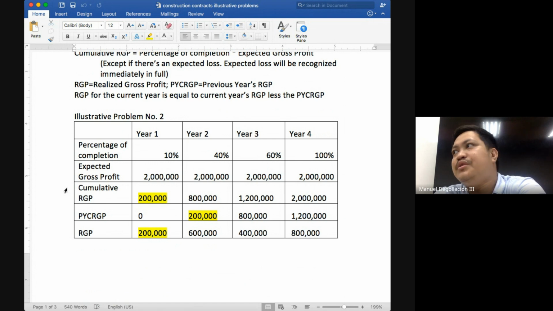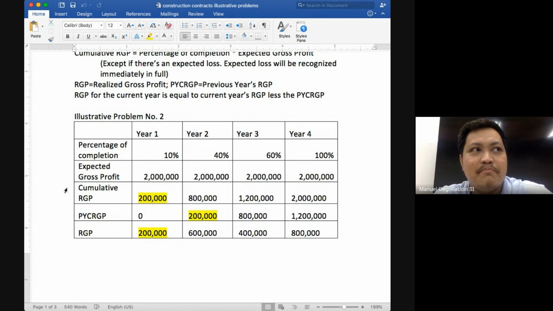Okay, plus the use of the percentage of completion conforms to your matching principle. Because in year 1, year 2, and year 3, you will already be incurring construction costs. Okay, so it just makes sense that since you're already incurring costs in year 1, year 2, and year 3, you should also be reporting profit in year 1, year 2, and year 3. That's why the challenge on our part is on computing how much profit will be reported.